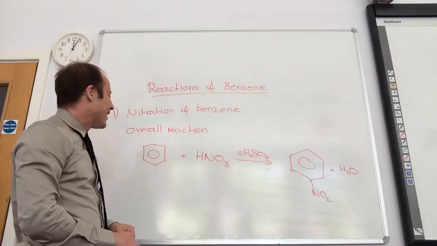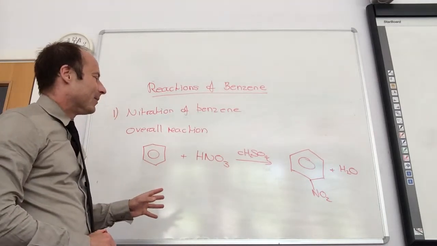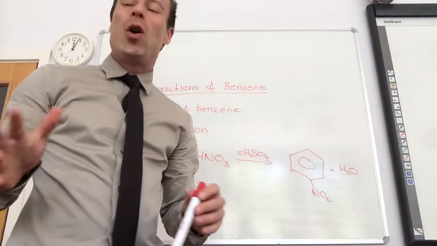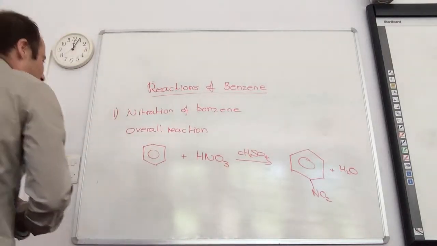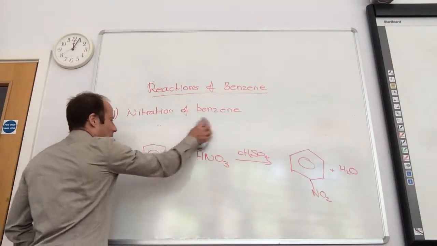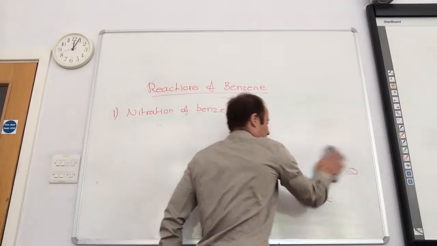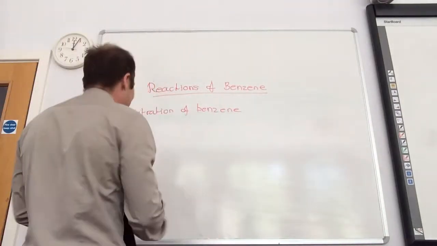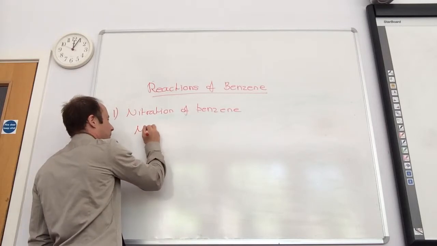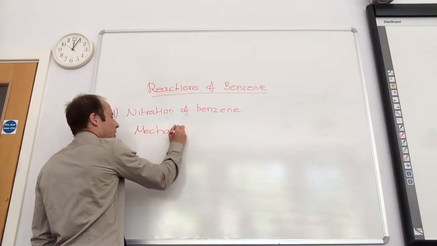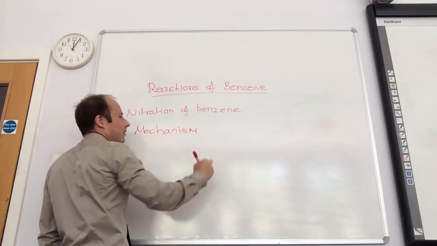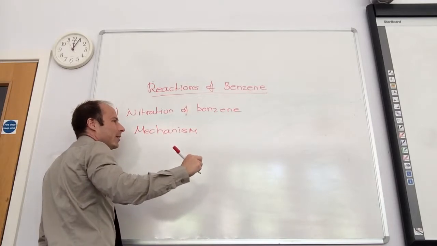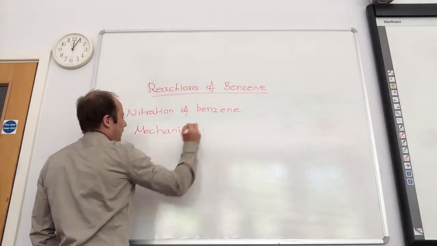So, let's look at the mechanism. Now, this is one of the more involved mechanisms that we'll look at. So, that's the overall reaction, and this now is a mechanism. So let's try and work this out. What do curly arrows show? The movement of electron pairs. Fabulous.